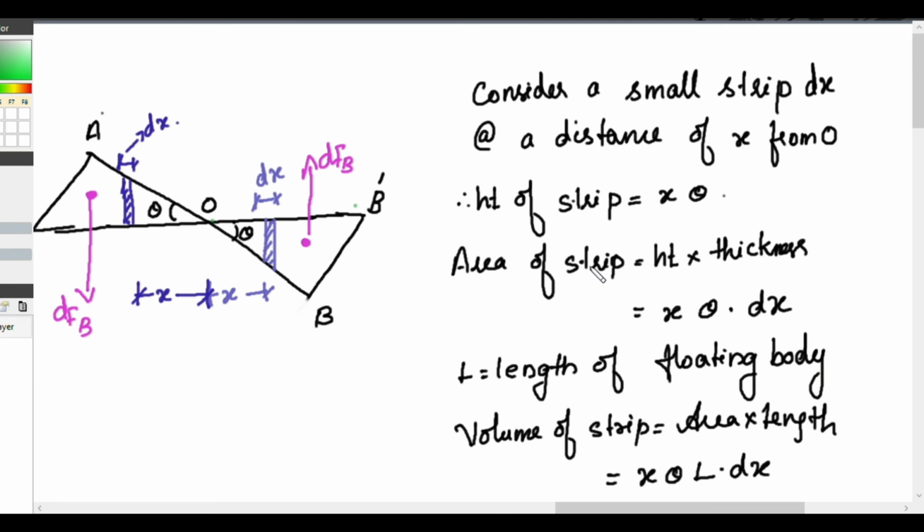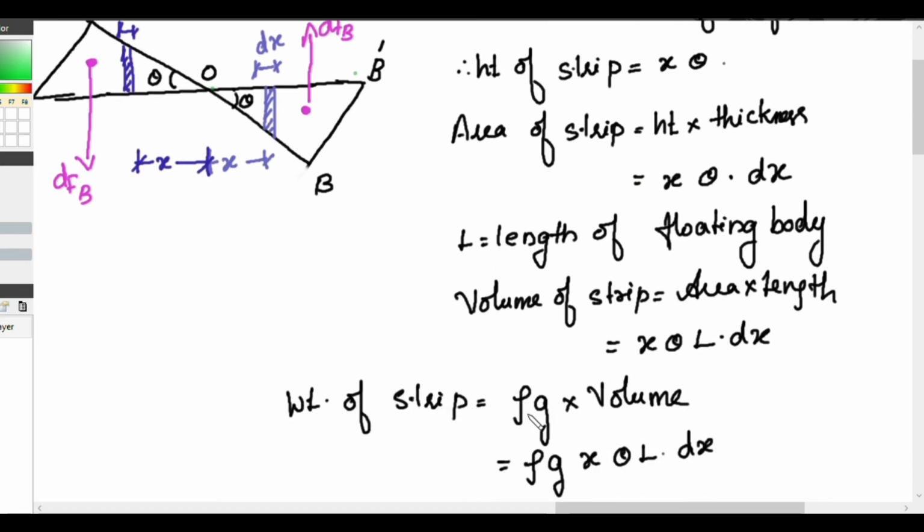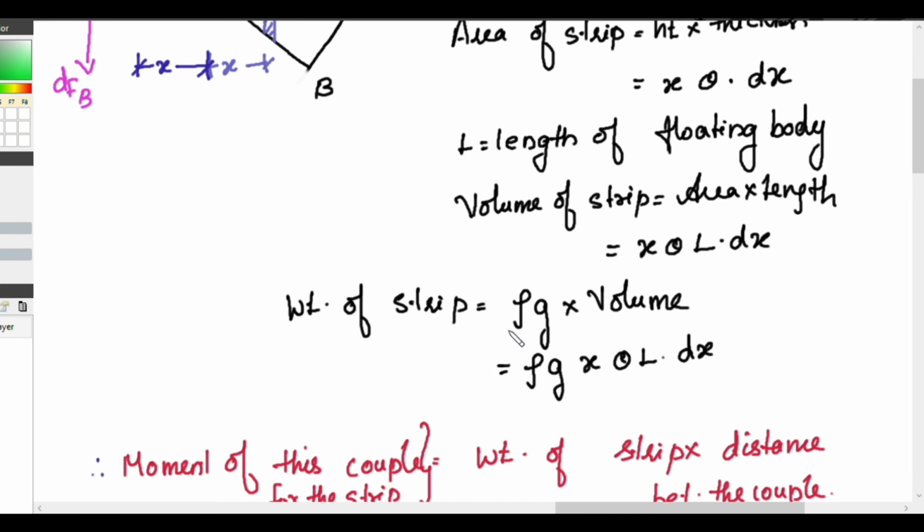Now the area of the stripe is height into thickness. Height is x theta, thickness is dx. We know L is the length of the floating body, so the volume of the stripe is area into length, that is x theta dx into L. The weight of the stripe is rho g into volume, so the weight is rho g x theta L dx.